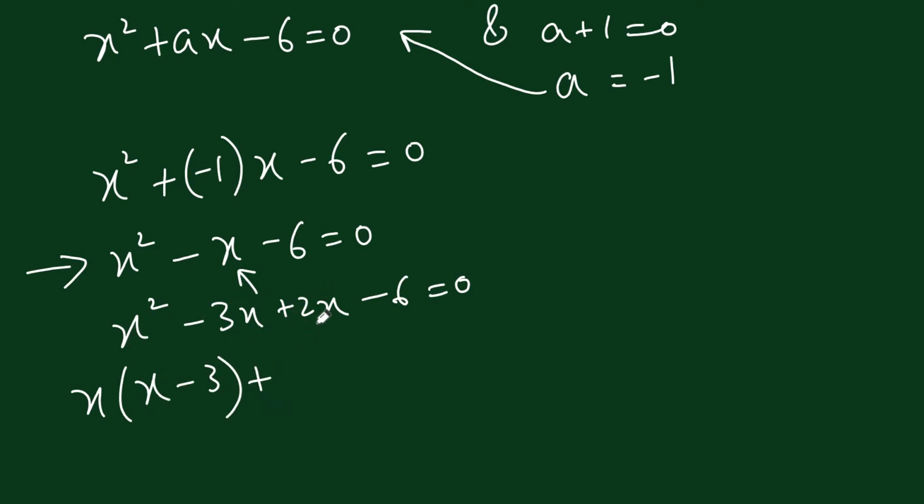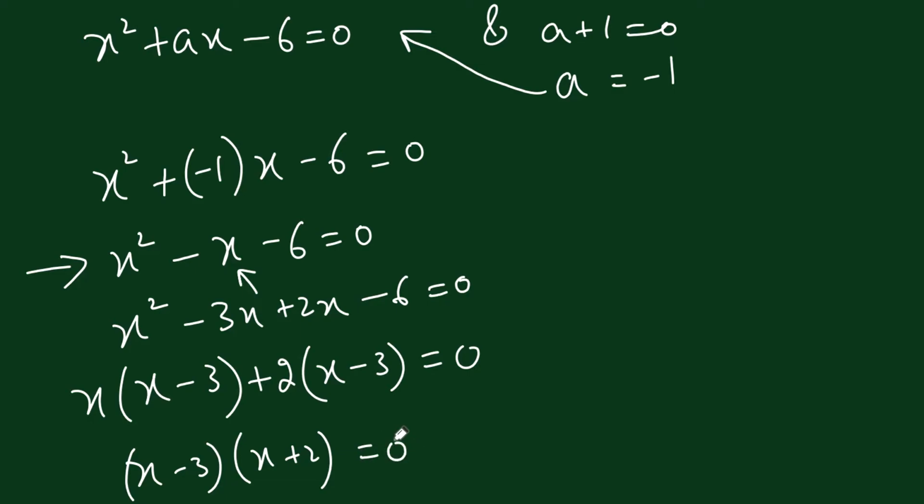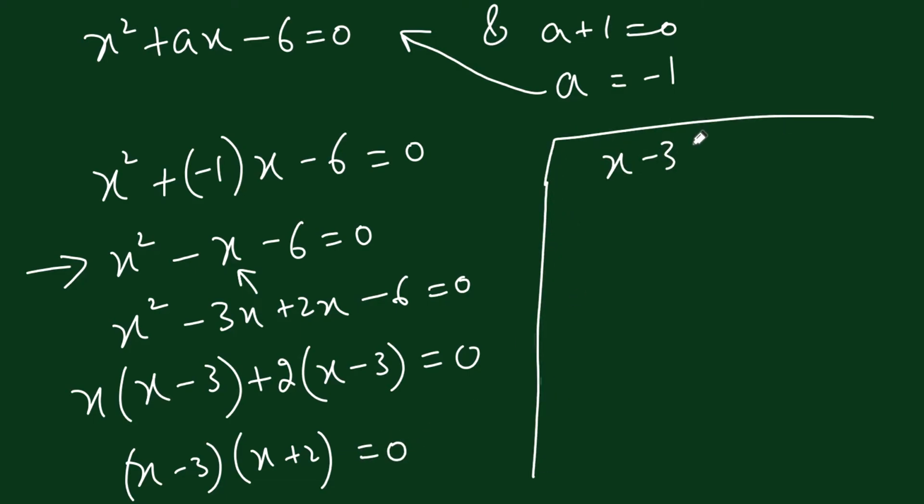Then plus is here. 2x and 6, what's common? 2 is common. What's remaining here? x. 2 into what is minus 6? Minus 3 is equal to 0. You got two brackets exactly the same. That's what we wanted. So we'll write x minus 3 in one bracket and the remaining is x plus 2 is equal to 0. That's x minus 3 is equal to 0 or x plus 2 is equal to 0. x is equal to 3 or minus 2.